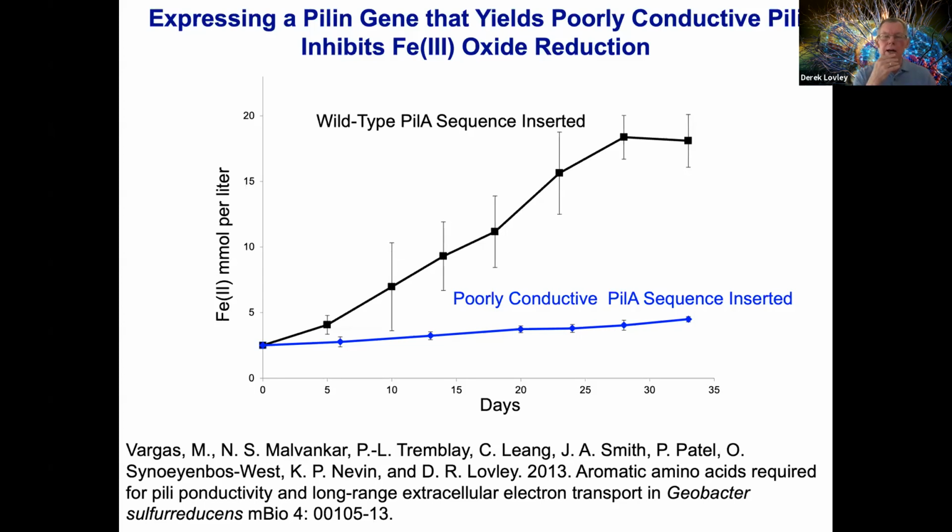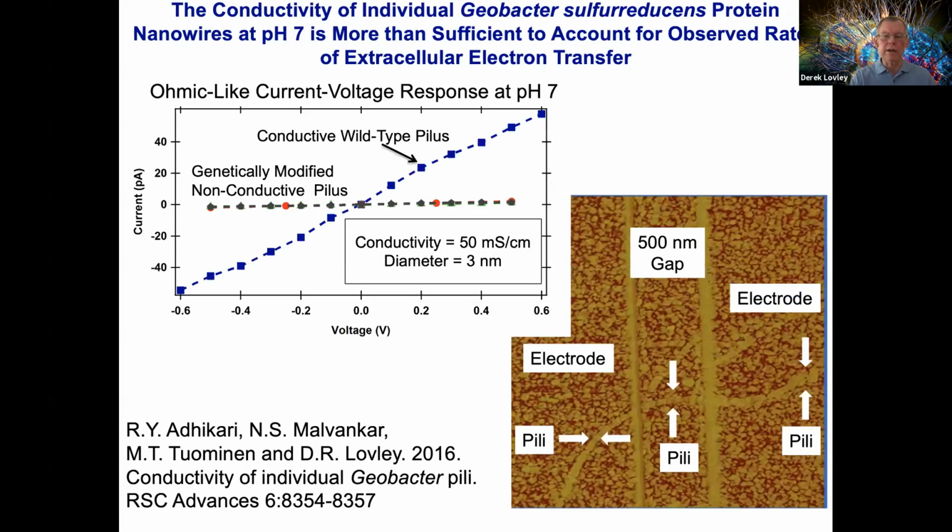That pili or pilin gene deletion, there were some questions about that. So I think I just want to throw in this slide, it came much later, but it also showed that if instead of just stopping the production of pili altogether, we insert a synthetic pilin monomer sequence that gives a poorly conductive pili, it also stopped the iron oxide reduction. I'll actually talk about that strain more later.